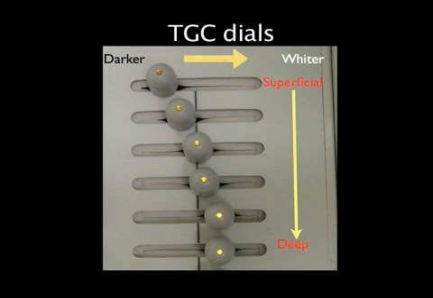This is an example of a prototypical TGC dial setup. When the buttons are moved from left to right, the image gets brighter at the specified depths. The top buttons control the more superficial aspect of the ultrasound image, whereas the bottom buttons control the deeper structures.